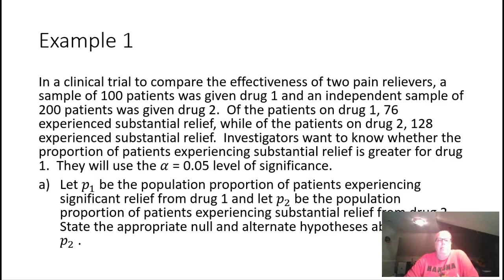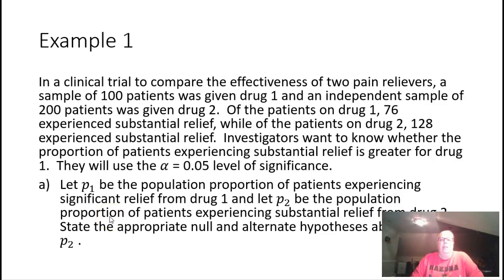Part A, let P1 be the population proportion of patients experiencing significant relief from drug 1, and let P2 be the population proportion of patients experiencing substantial relief from drug 2. State the appropriate null and alternate hypotheses about P1 and P2.